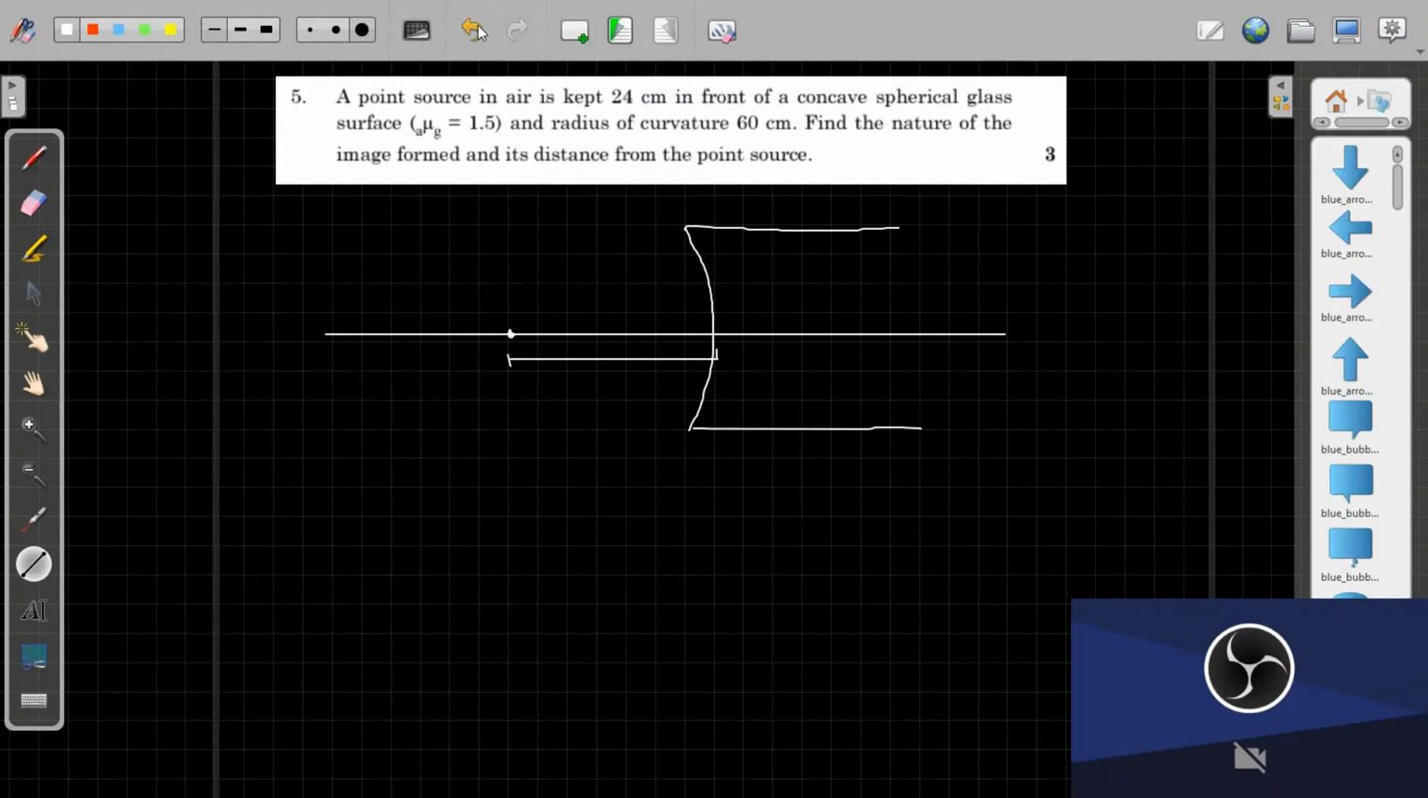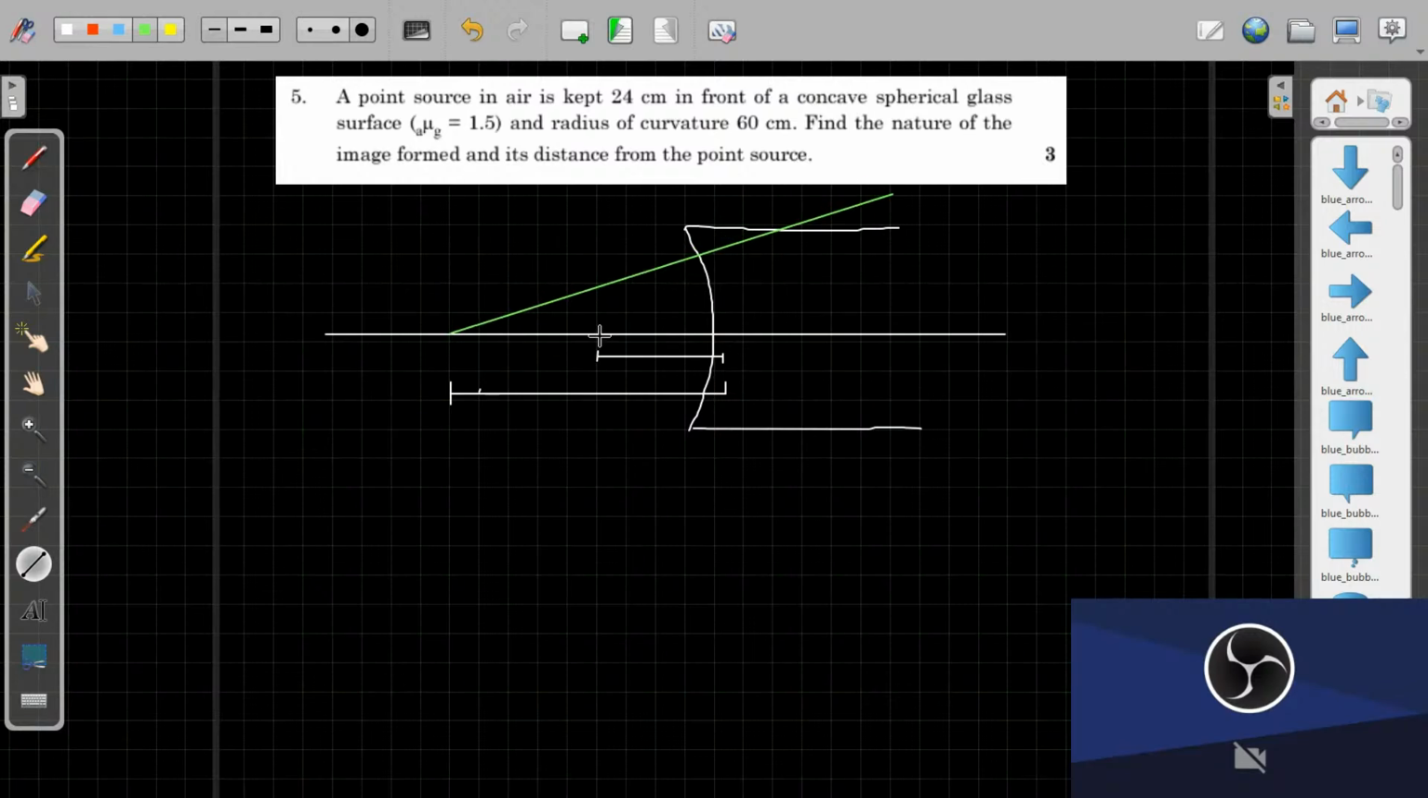I think it's too near, I have drawn it too close. So let's say from here to here, this is 24, and from here to here, this would be, let's say, 60. Then the lengths are quite comparable. Now for any ray, first what you should do is draw the normal. So this is the normal here.